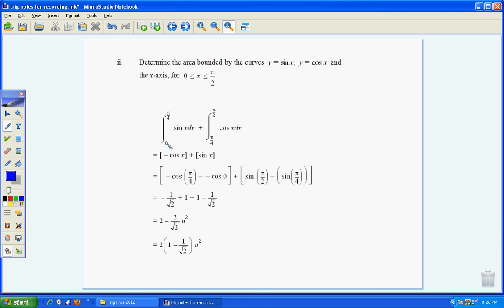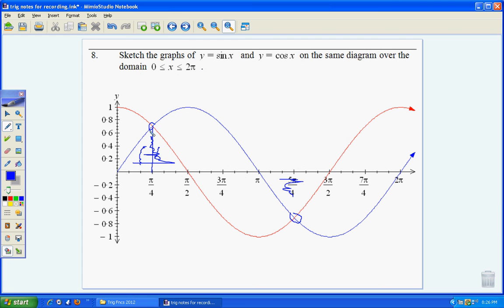But I've done it between 0 and pi on 4. Again, integrating sin x, integrating cos x between the values, so 0 to pi on 4, and pi on 4 to pi on 2, and do the substitution. You can see you get 2 lots of the same values. Those two are going to be exactly the same if you can notice the symmetry between them.